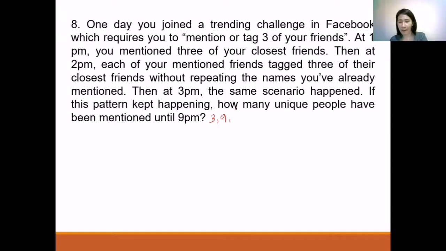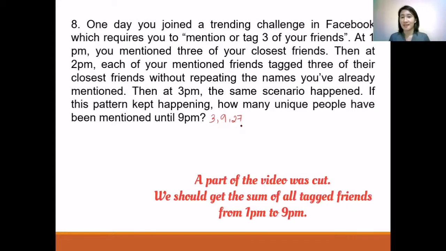And then for the next one, it happened again. So you just have to multiply 3 by 9 again. So that is 27. Take note, there are no repeated friends, which means the numbers keep adding up. Okay? So the pattern goes on. It is already mentioned that the pattern is that we multiply by 3 to get the next. So this is at 1 p.m. What we have to look for is the number of tagged friends at 9 p.m.